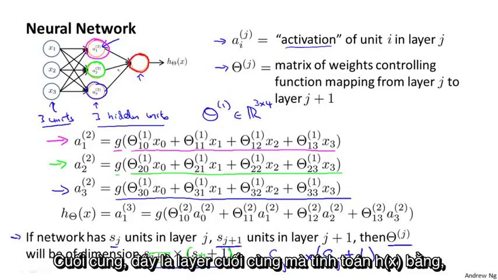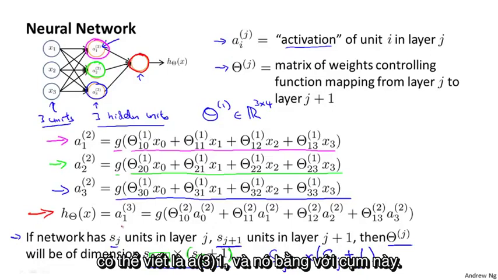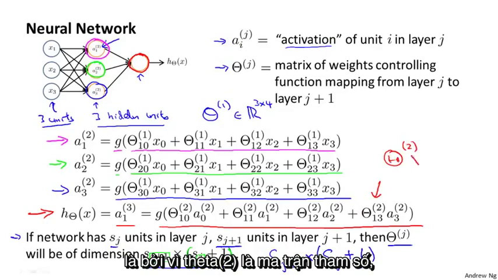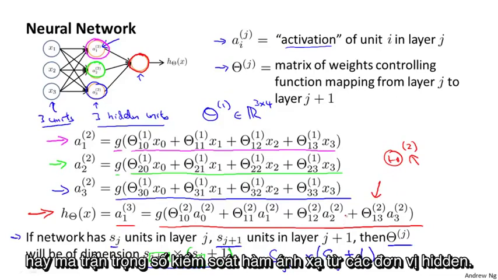Finally, in the output layer, we have one more unit which computes h of x, which can also be written as a31, and that's equal to this. Notice that I've written this with a superscript 2 here, because theta superscript 2 is the matrix of parameters, or weights, that controls the function that maps from the hidden units, the layer 2 units, to the one layer 3 unit, the output unit.